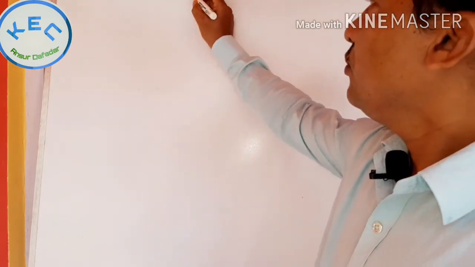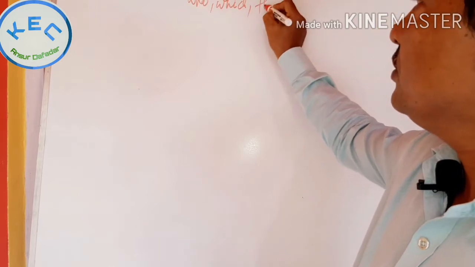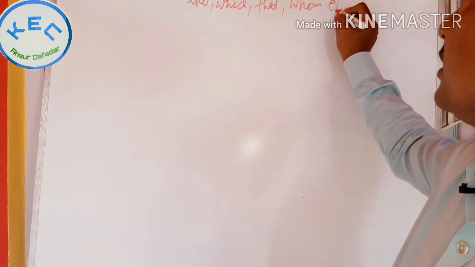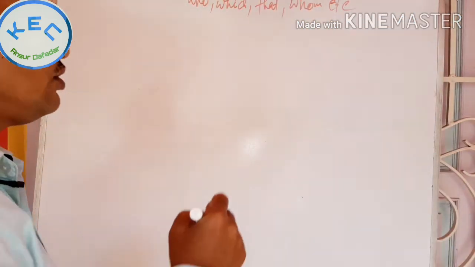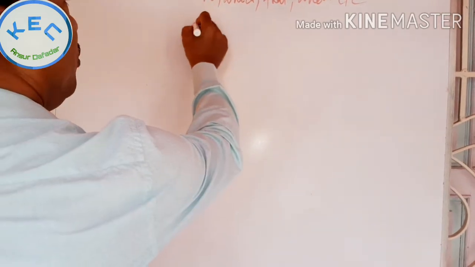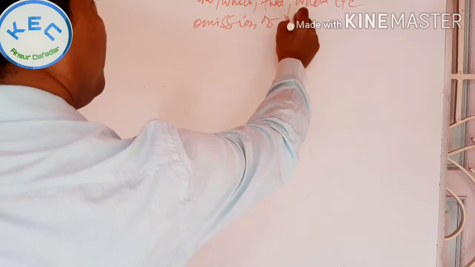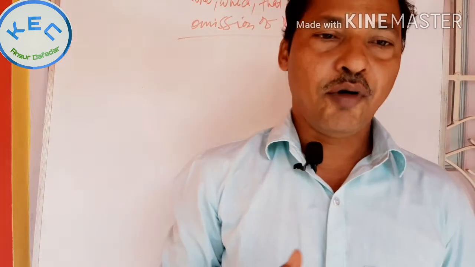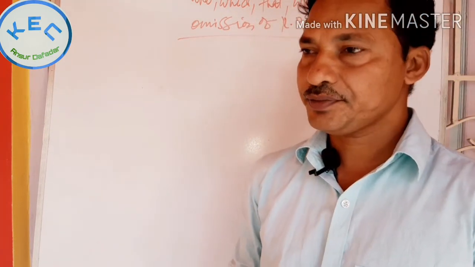usually who, which, that, whom, etc. are relative pronouns. So our topic today is omission of RP. Omission of relative pronoun. This is a very important topic in respect of the learning of grammar.